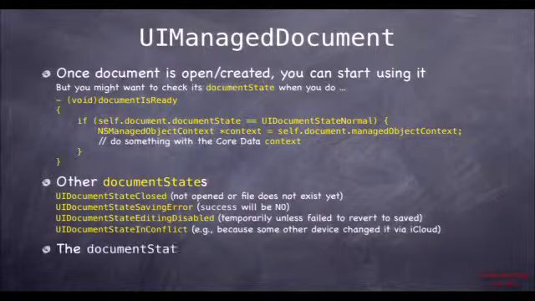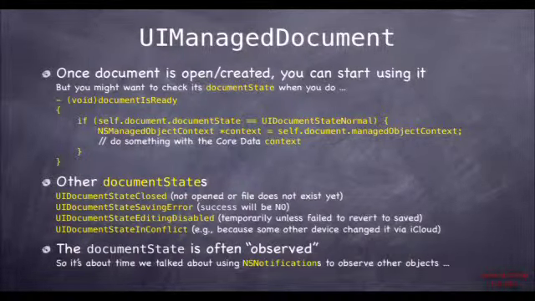All right. The document state is often observed, okay, meaning there is a way in iOS to say, tell me when this document state changes, like tell me when it goes from closed to normal, for example, because then I'm going to go do something. Or tell me when a conflict arises so that I can immediately try and resolve the conflict or whatever. So how does this observing happen? It happens with a mechanism called NSNotification.